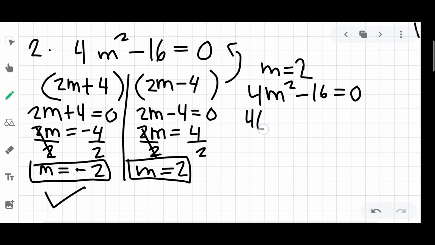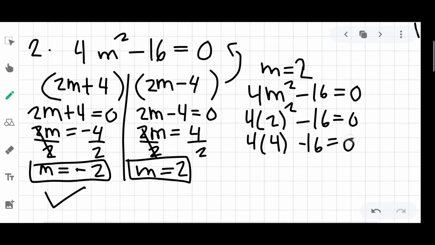Magiging 4 times 2 squared minus 16 equals 0. Bring down 4. 2 times 2. The answer is 4. Minus 16 equals 0. 4 times 4 is 16. Bring down negative 16 equals 0. 16 minus 16, the answer is 0.